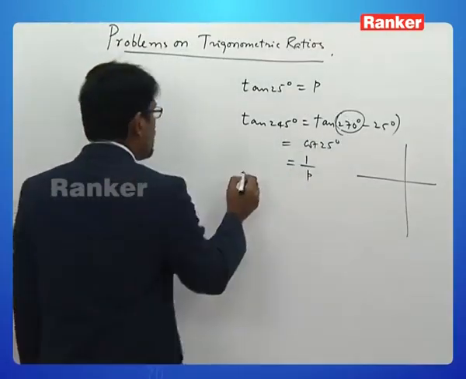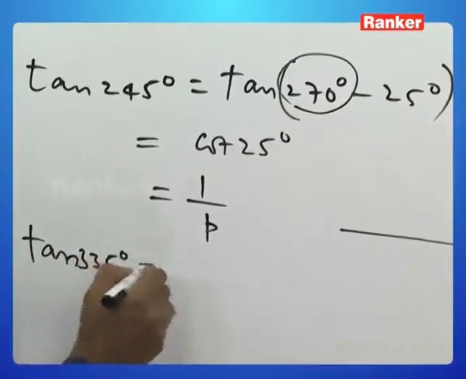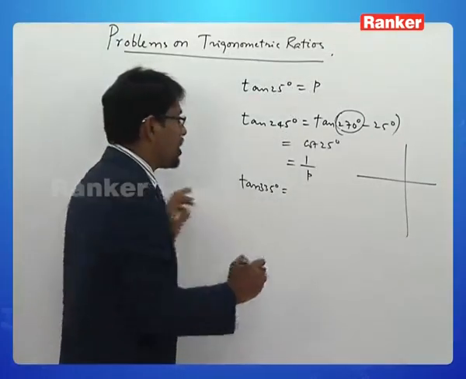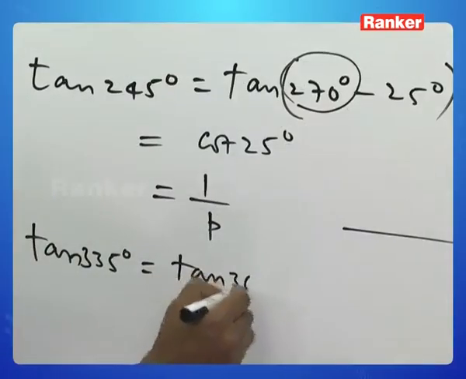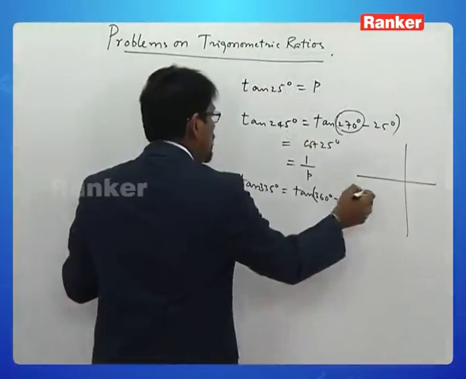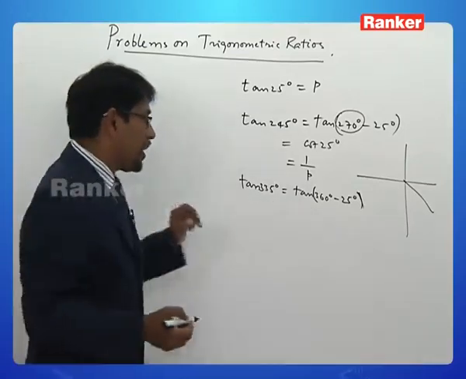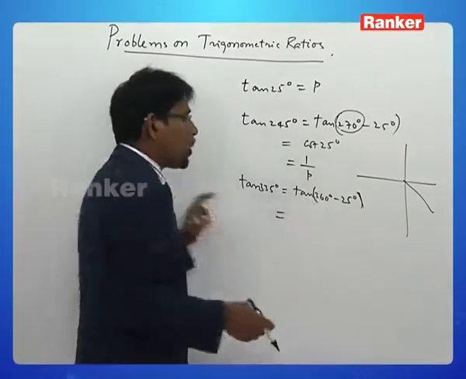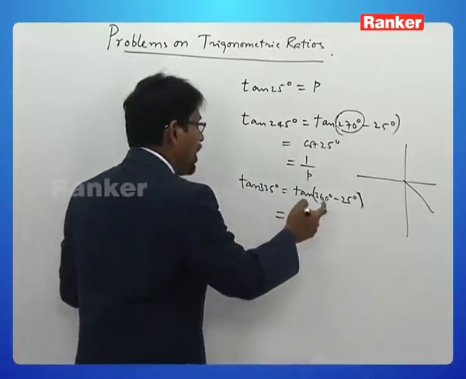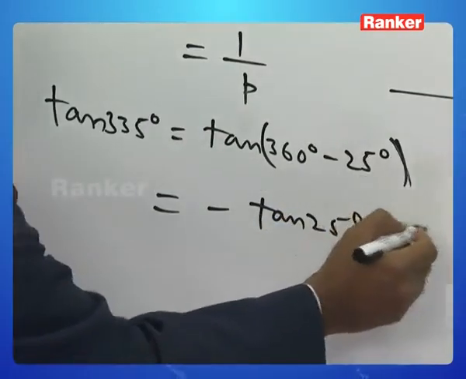What about tan 335? Which multiple of 90 is this close to? It's close to 360. So tan(360 - 25). Now this falls into the fourth quadrant, where tan is negative. Does it change to its cofunction? An even multiple of 90 doesn't change to its cofunction. So what do we have? A minus tan 25, so that will be minus P.